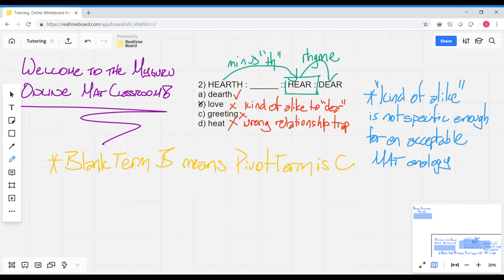So in this case, the correct answer is A, and you just have to be careful to not fall into any traps by knowing how analogies work on this unique exam.